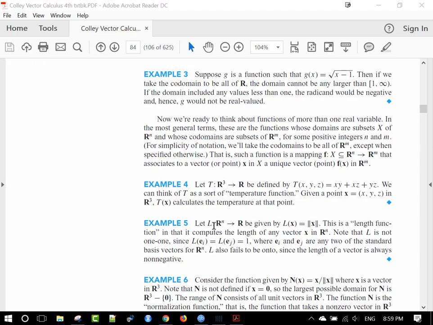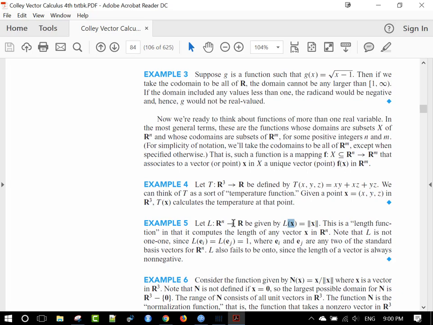Okay, here's another example. That was called t. Notice it's not capitalized because this is not more than R1. This is called L. This is also not capitalized. So L takes a vector from Rn and gives us the magnitude of that vector, which is just a scalar. So this is a length function in that it computes the length of any vector in Rn.